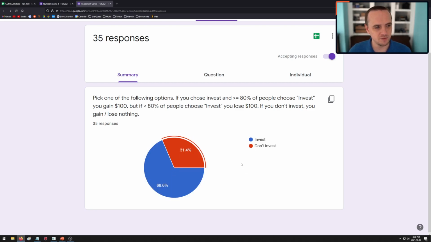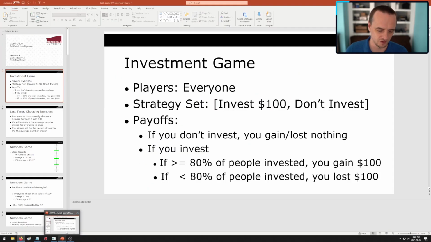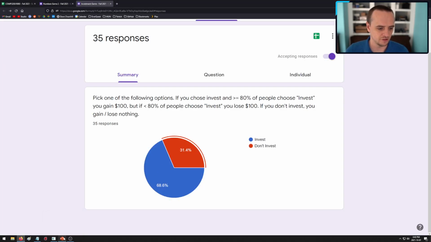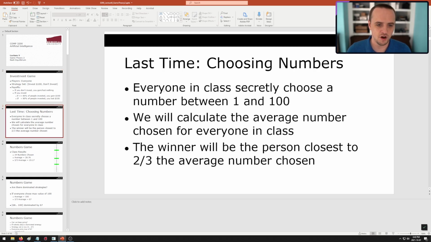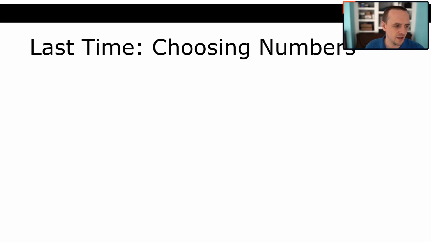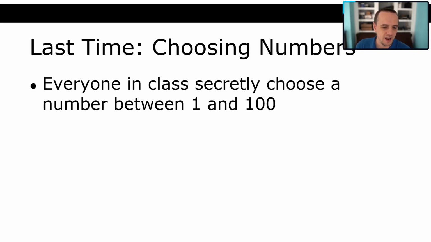But we will be able to analyze it a little better toward the end of the lecture. Okay, so let's go back to the slides now, and we're going to talk about the number choosing game that we had last time. So last time we played a game called Choosing Numbers. Everyone in the class chose a number between 1 and 100, secretly and simultaneously, right?